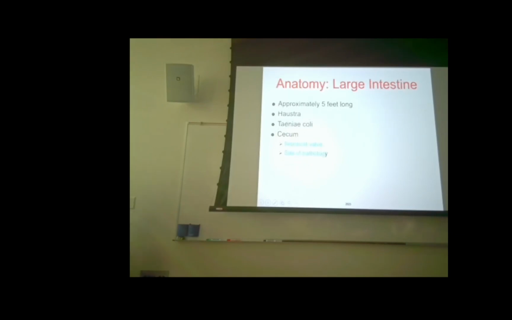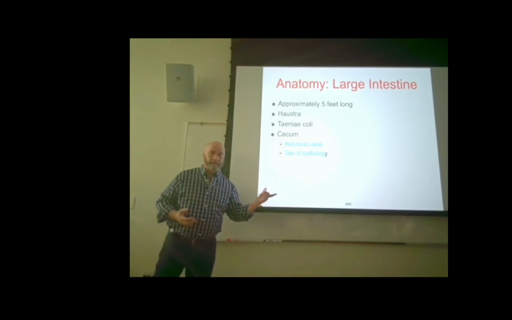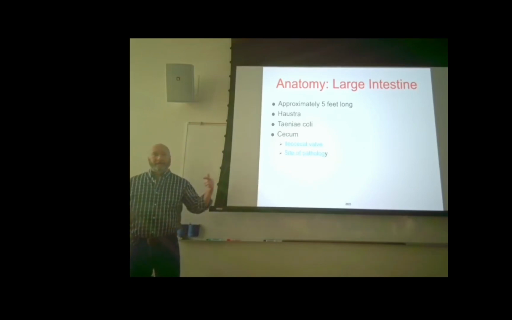The haustra is that characteristic appearance of the large intestine. What we have is a band of muscle that travels the length of the colon. That's what we refer to as the taenia coli. And what it does is it kind of bunches the large intestine up into these pouches.